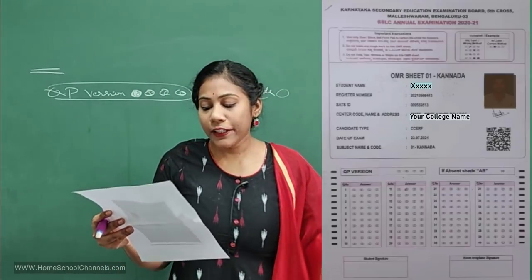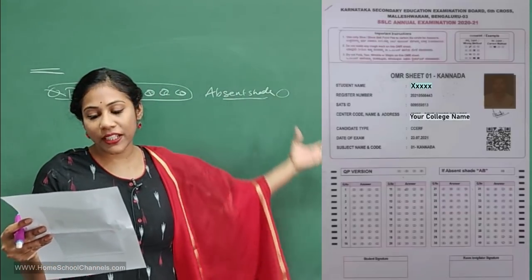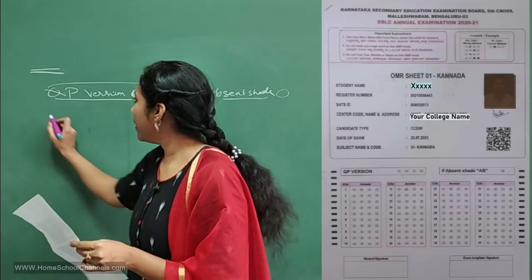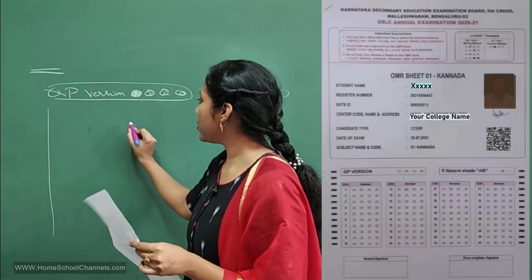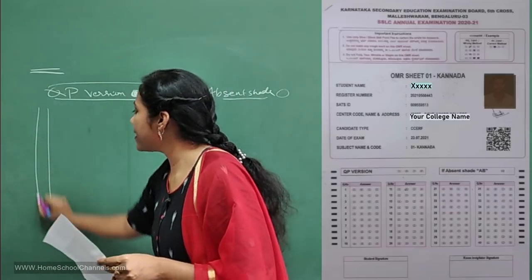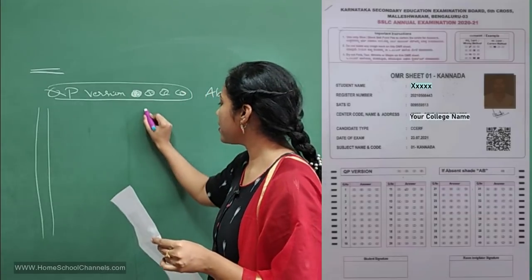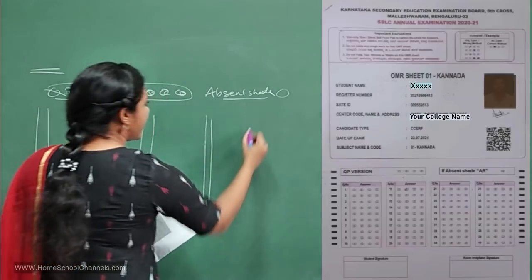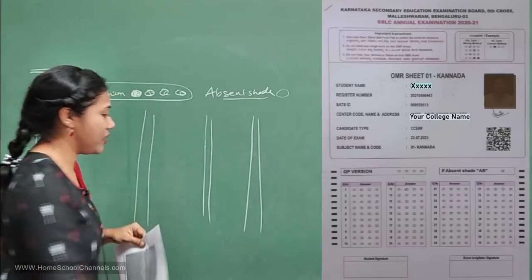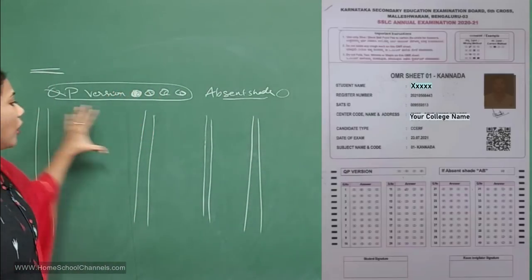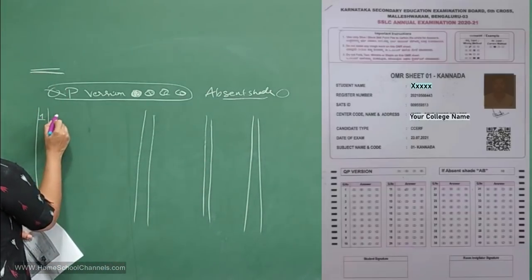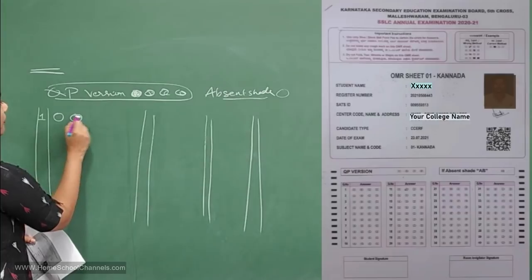And later, if you can see the OMR sheet which is there on the board, you see there are 40 questions, right? Say in this line, the first line, you have 10 questions. In the second line you have 10 questions. Third line you have 10 questions, and fourth line you have 10 questions. Altogether 40 questions are there. And if this is the first question, the 4 circles are provided here.